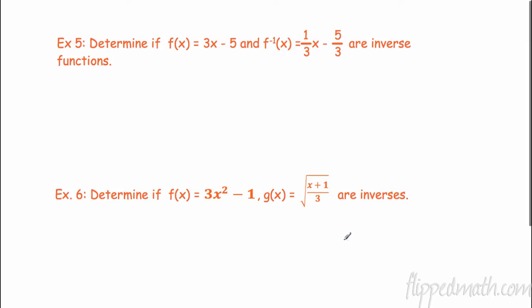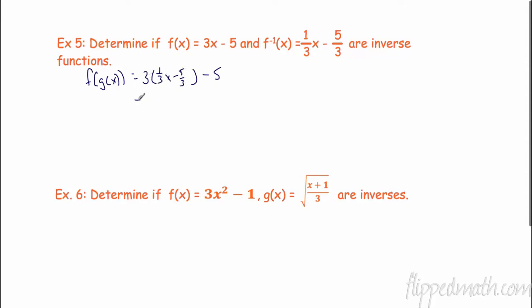So let's take a look at this first one. It says determine if 3x minus 5 and f inverse of x, 1/3 x minus 5/3, are inverses. So let's try it. Let's try f of g of x first. So here we go. Plug it in. Wherever I see my x, I'm going to put in my inverse. So that's 1/3 x minus 5/3.